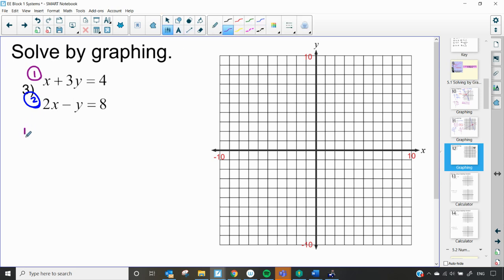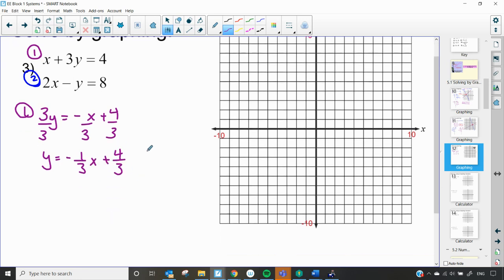We start by rewriting the equation. We have 3y equals negative x plus 4. We divide by 3 on all sides. y equals negative 1/3 x plus 4/3. Well, this one isn't as nice to graph just by plotting our y-intercept because 4/3 isn't a nice round number that we can plot.